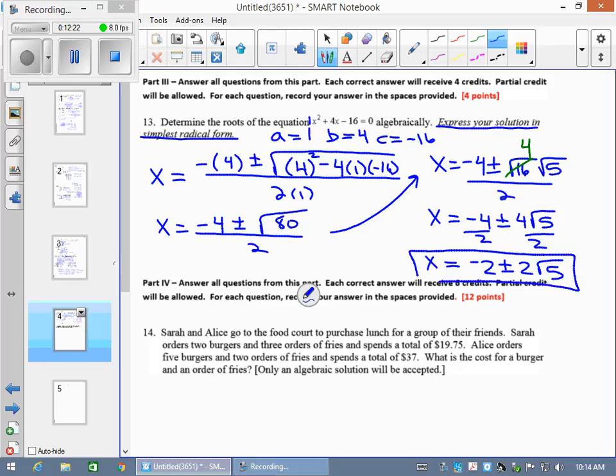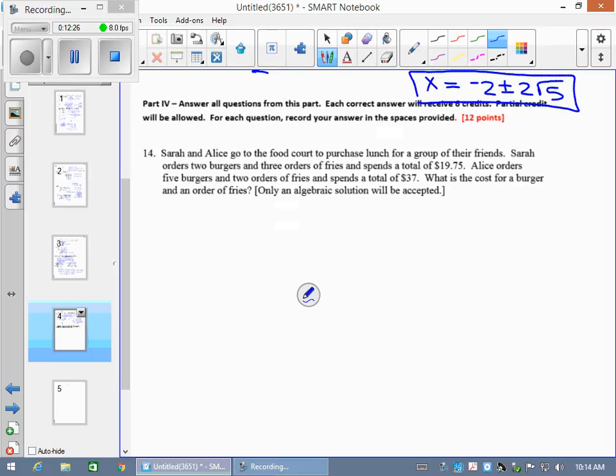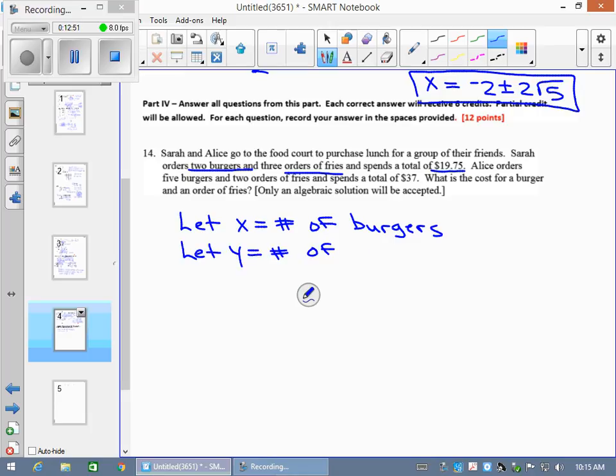Taking a look at question 14, Sarah and Alice go to the food court to purchase lunch for their group of friends. Sarah orders 2 burgers and 3 orders of fries and spends $19.75. Okay, so I'm talking about burgers and fries. So I'm going to say let x equal the number of burgers, let y equal fries. Actually, you know what? We want the cost for a burger, cost per fry. I need to read carefully.